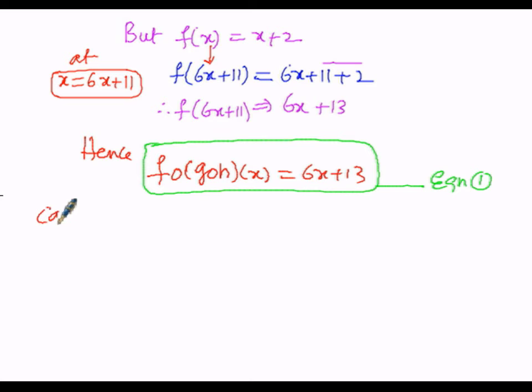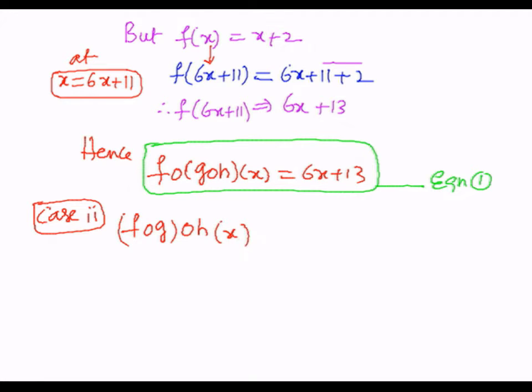Case number 2. So in our case number 2, we have to find out f of g of h, but here x belongs to R in all these three functions f, g and h. Therefore, let us write f of g of h of x.